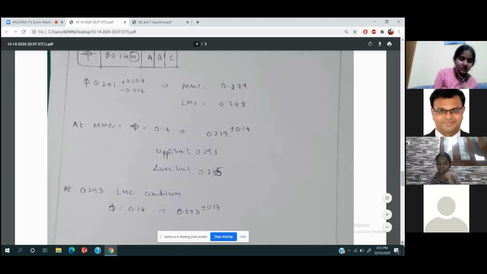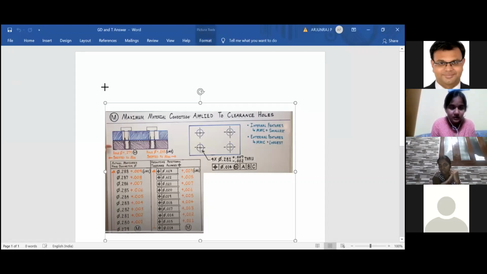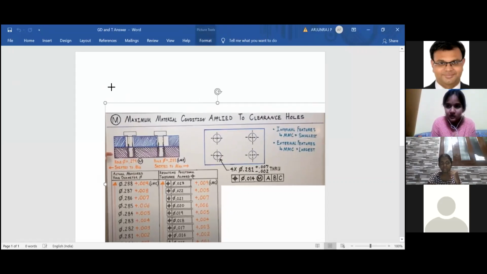I'm just correcting your small mistake. Yes, sir. Your analysis was okay, but there are a few corrections. I'm just sharing my screen. You started the analysis, it was good actually. You did the LMC. See, this is the second one. Is my screen visible?